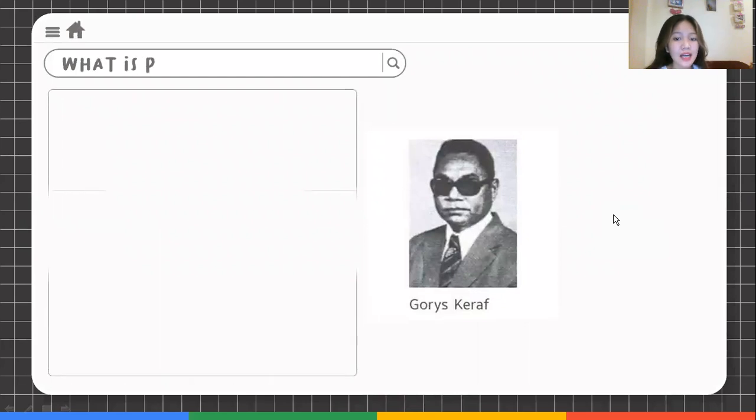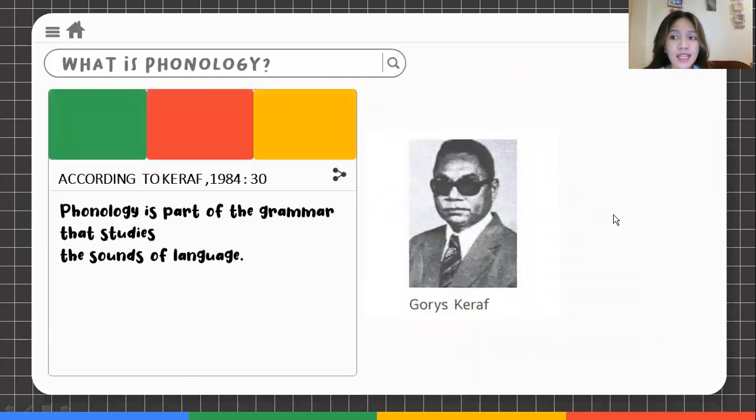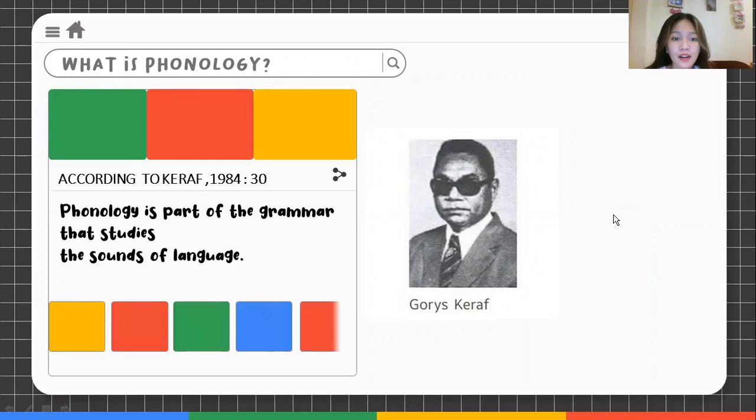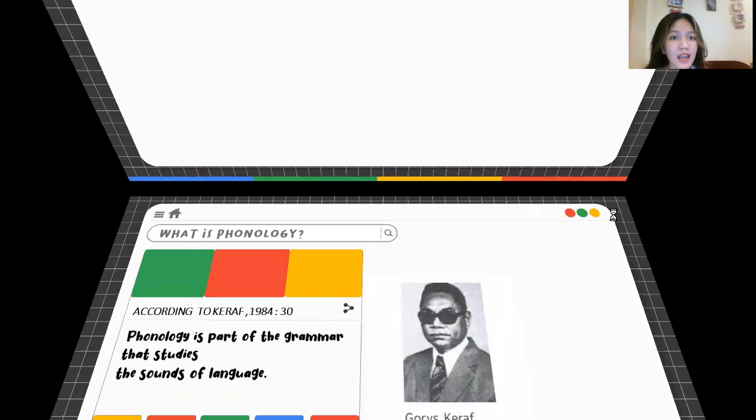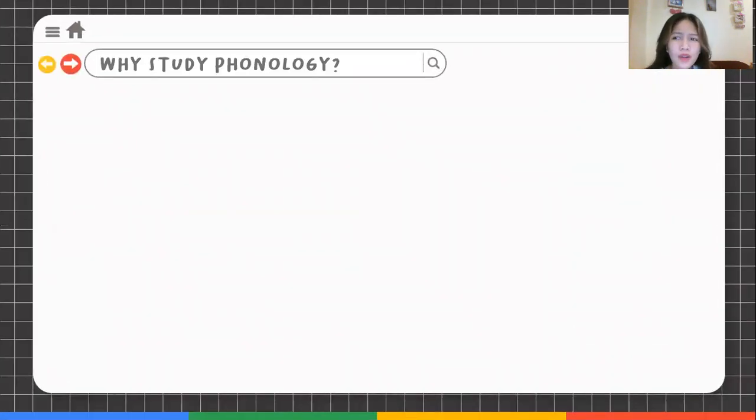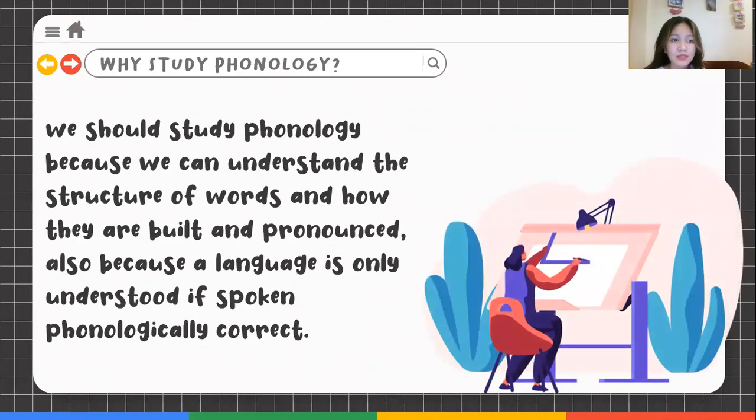All right. As you can see in this picture, he is Gorys Keraf. Keraf is an Indonesian author. According to Keraf, phonology is part of the grammar that studies the sounds of language. Have you ever asked, why study phonology? Okay, let me tell you. We should study phonology because we can understand the structure of words and how they are formed and pronounced. Also, because a language is only understood if it is spoken phonologically correct.